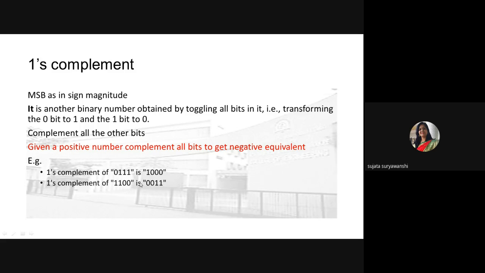Understood? So here these numbers are given in the unsigned format. So 0, 1, 1, 1 is the given number. You can simply alter all the bits to get the one's complement of the number. So 0 is represented by 1 and the remaining all ones are inverted to 0, 0, 0. Similarly, the next example is 1, 1, 0, 0. So the ones complement of this one is 0, 0, 1, 1.